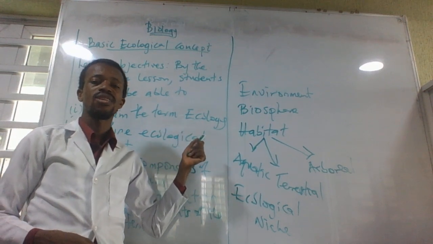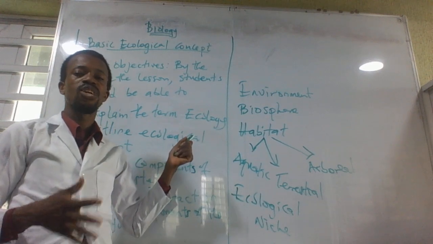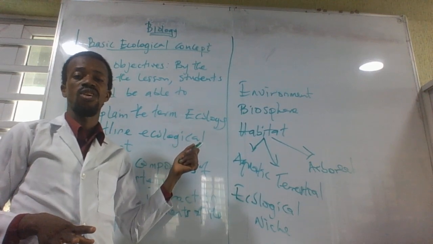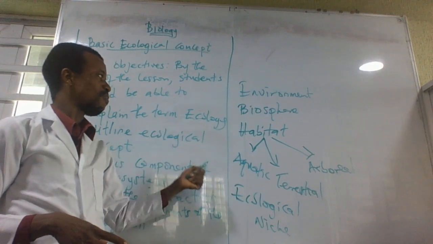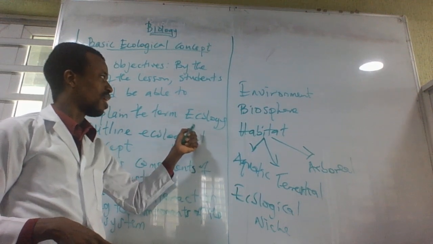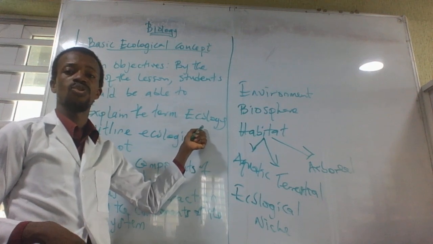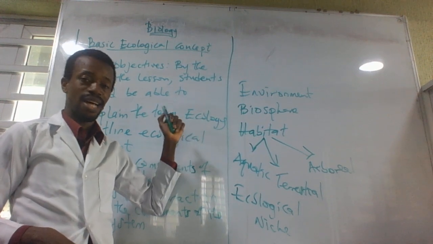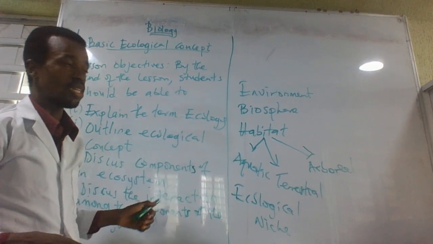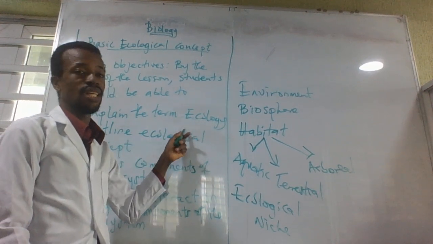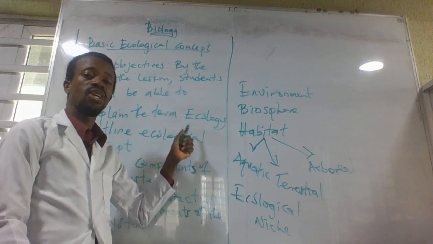So the factors in the environment may be favorable or not favorable to the living organisms. So you have to understand that for you to deeply explain this topic, you must know that ecology has to do with interaction between living organisms and the environment. So if I may, I try to conclude this lesson by saying ecology, as I said earlier, is the interaction between living organisms and the environment.